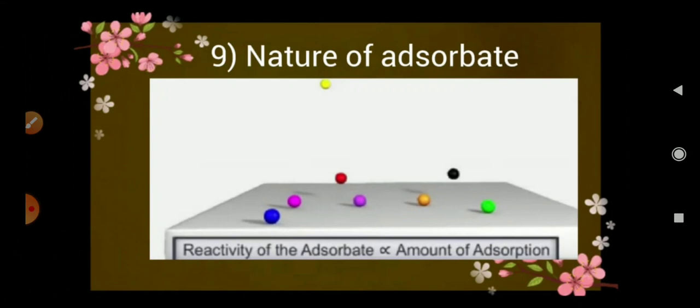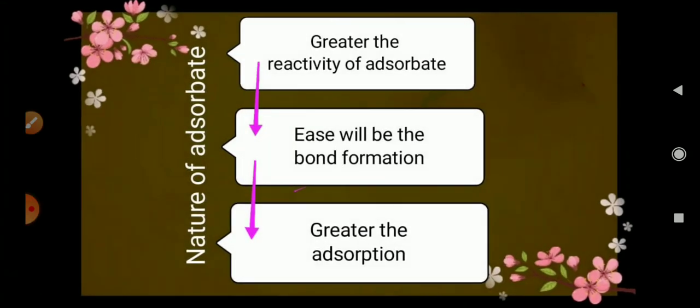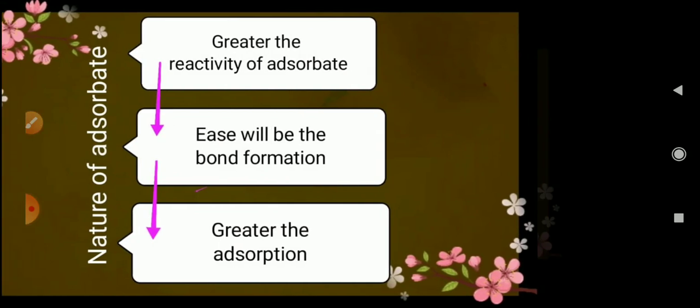Nature of adsorbate. As here a chemical reaction is taking place, that means the reactivity of adsorbate plays an important role. That means the greater the reactivity of adsorbate, the greater will be the adsorption. So we can say the greater the reactivity of adsorbate, the greater will be the formation of bond, and the greater the adsorption.